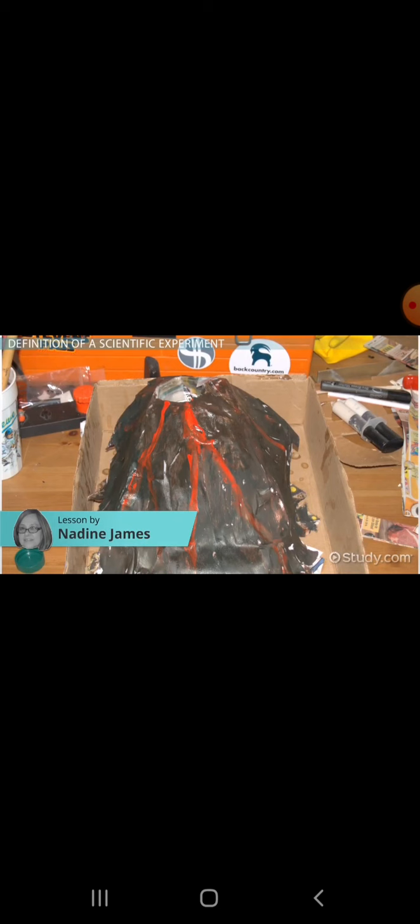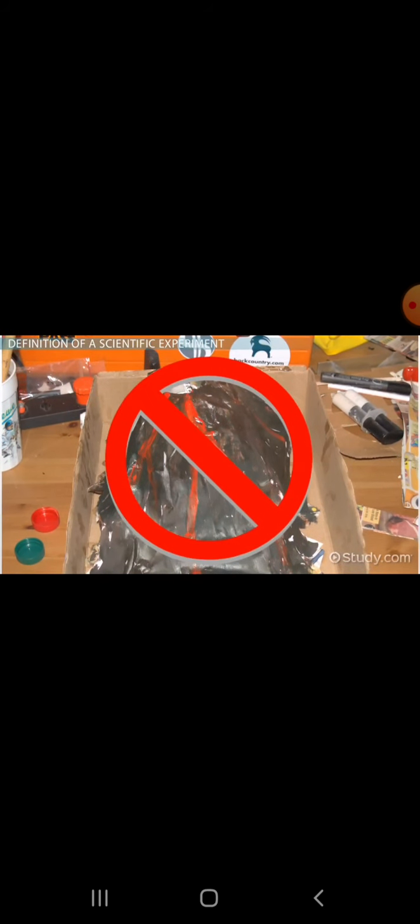You might have seen the papier-mâché volcano made at home that explodes all over the kitchen. Is that an example of a scientific experiment? The answer is no, it is not. Then what is a scientific experiment? It is a test of hypothesis.